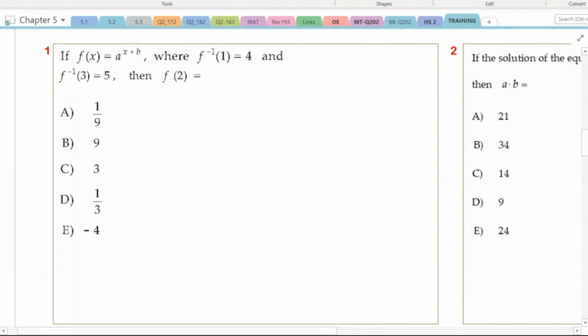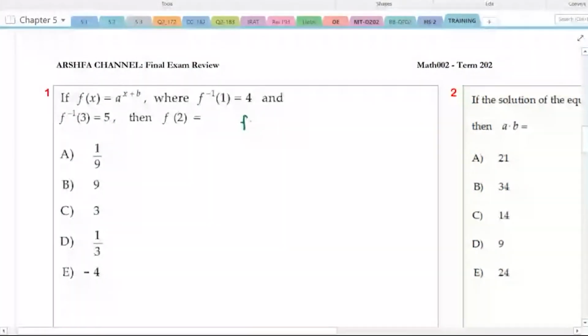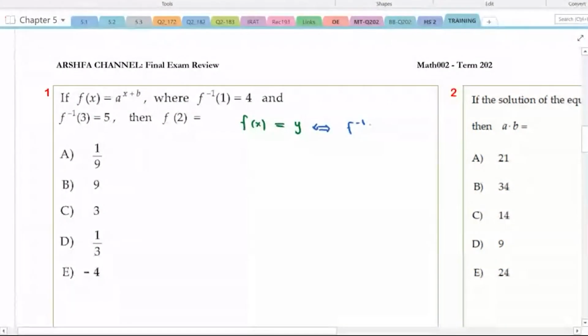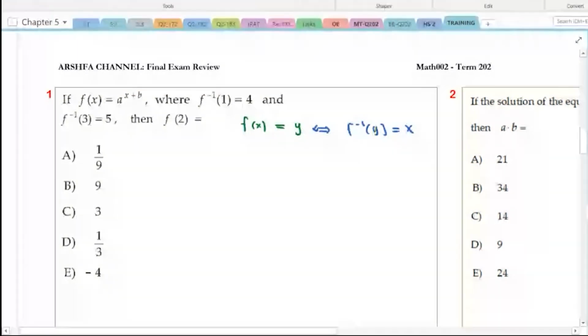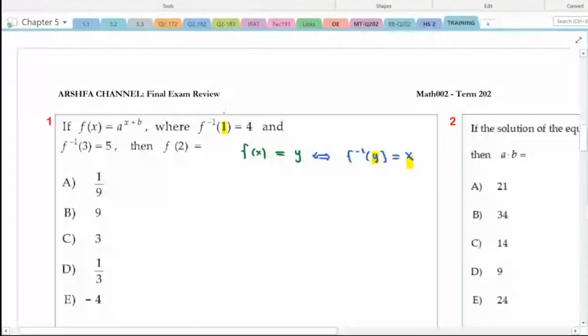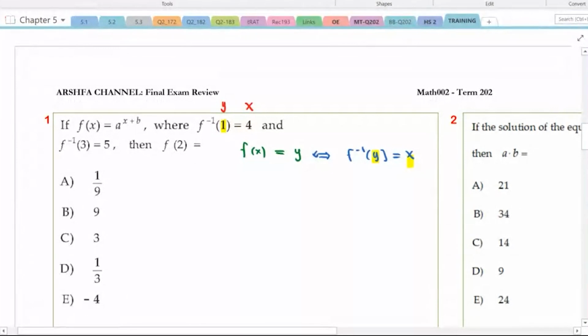We know from section 2.8 that if we have f of x to be equal to y, then by the composition of functions, this is true if and only if f inverse of y is equal to x. So when we have the inverse function, the input is y, while the output is x. So here that we have f inverse of 1, this 1 is going to be representing y, while the output here is going to be our x.